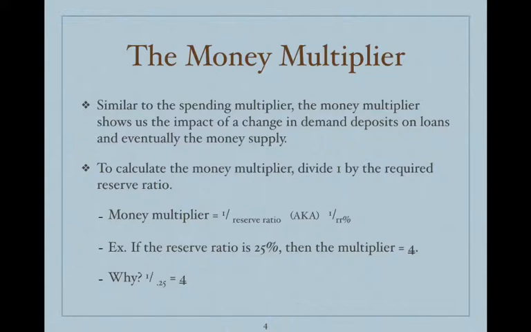So hypothetically, say that the Federal Reserve wanted to set the reserve ratio at 25%. They wanted to go for that, the highest rate we'll see on the AP exam. Well, in that case, the multiplier would be 4. And we know that because 1 divided by 0.25 is equal to 4.